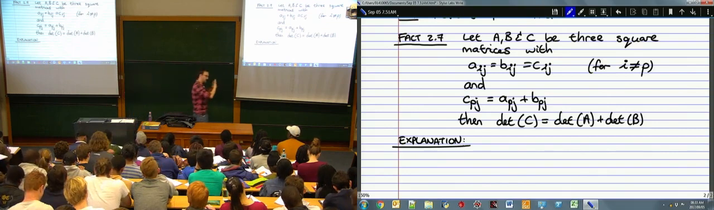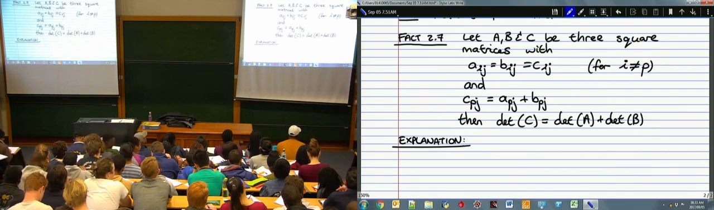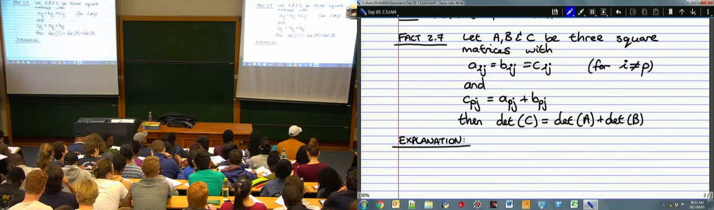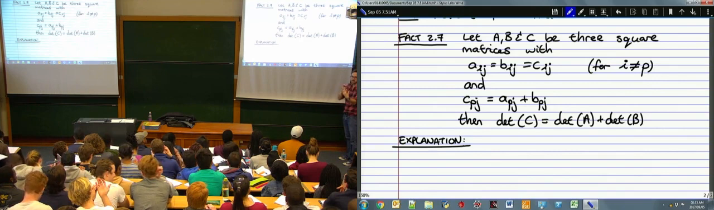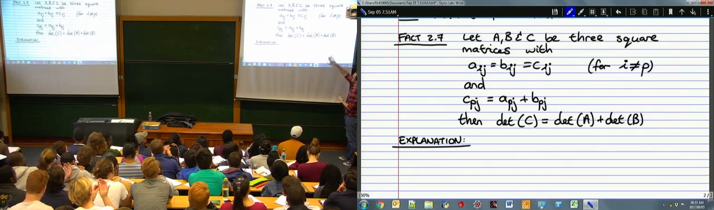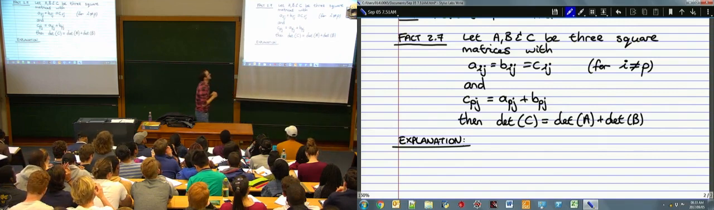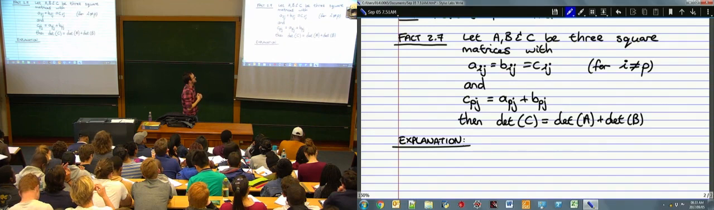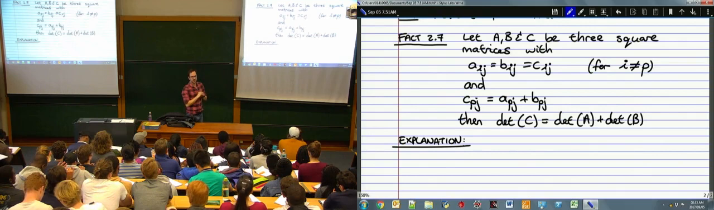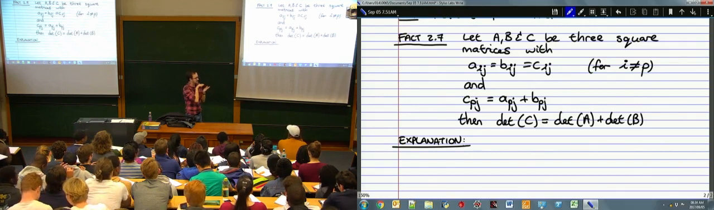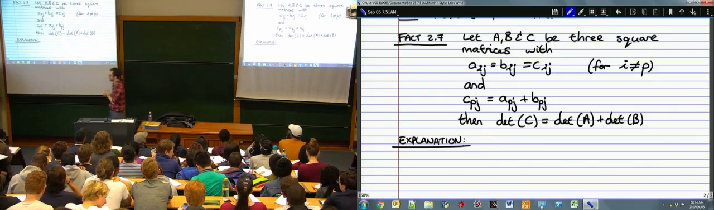Why must it be that if you've got three matrices, where the matrices are basically identical in all the rows except one row, and in that row the entries are just the sum of the entries in the other two matrices, why can we write this? Why is the determinant of C just the determinant of A plus the determinant of B? The suggestion I'm going to make is to think about expanding to calculate the determinant of C along this row P. And if you do that, then this actually turns out to be very obvious.